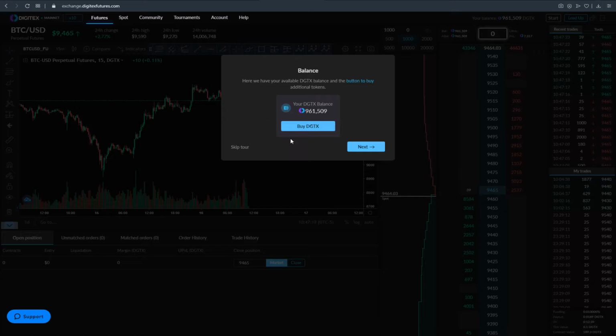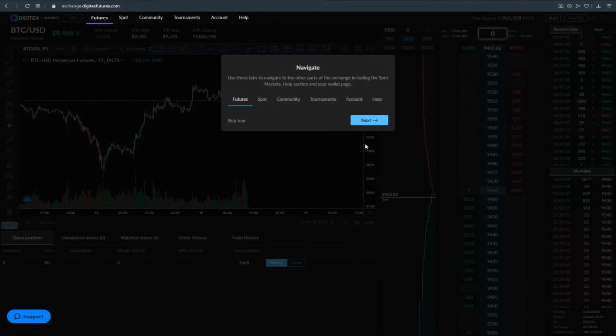And if you haven't deposited any DGTX, you can use this buy DGTX link, and it takes you to where you can buy DGTX from the treasury by sending Ethereum to that smart contract and receiving DGTX back. So that's nice to get you through and get you onboarded so that you have the DGTX you need to trade with.